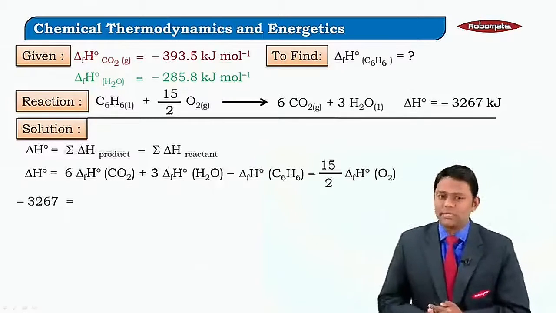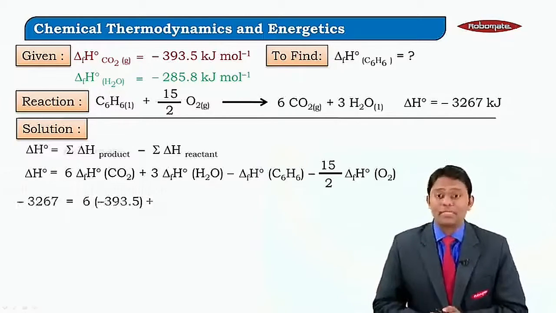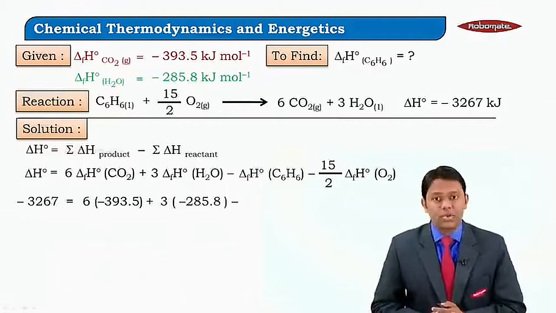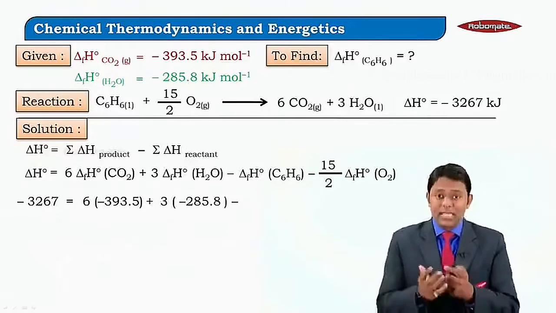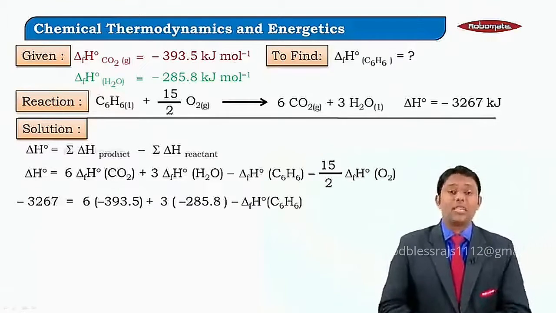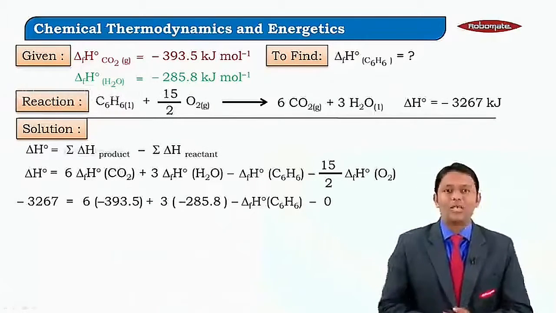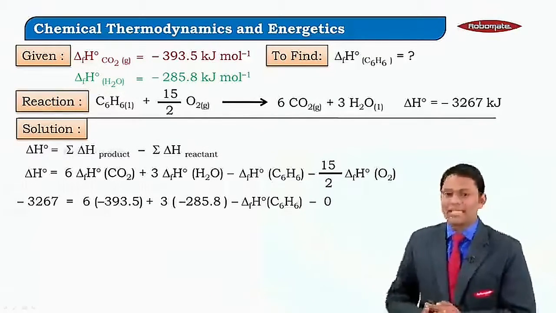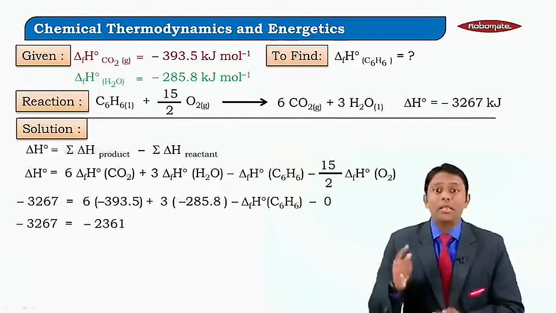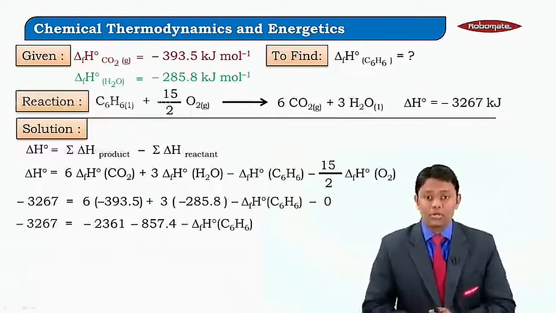So minus 3267 is equal to 6 times enthalpy of carbon dioxide, that is minus 393.5, plus 3 times the value of minus 285.8, minus enthalpy of formation of benzene, which we have to calculate, and minus its 0. Why? Because it is the enthalpy of an element in its standard state, so its value has to be taken as 0. So the value remains as minus 3267 is equal to minus 2361 minus 857.4 and minus enthalpy of formation of benzene.